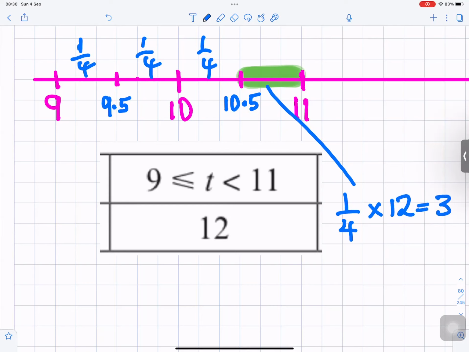So the answer is an estimate because we do not know the number of students who took longer than 10.5 minutes. So we are using interpolation, and the answer we got is an estimate.